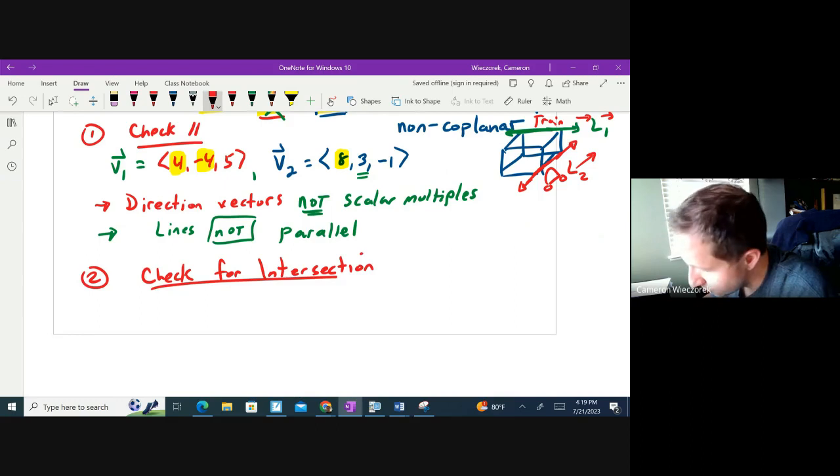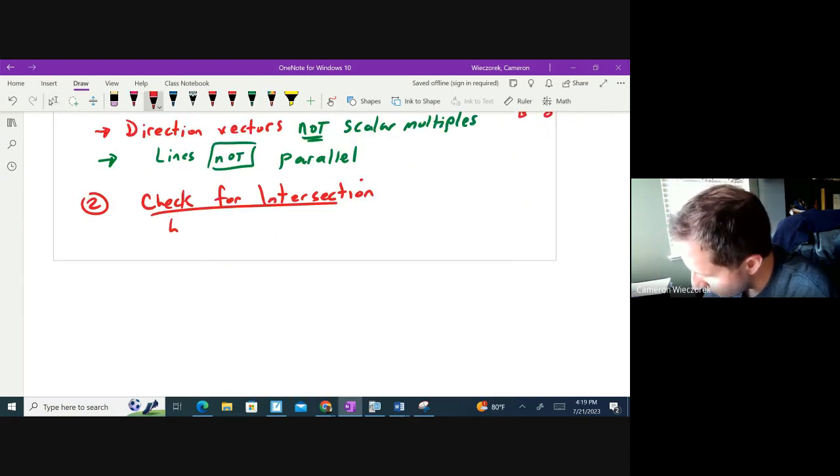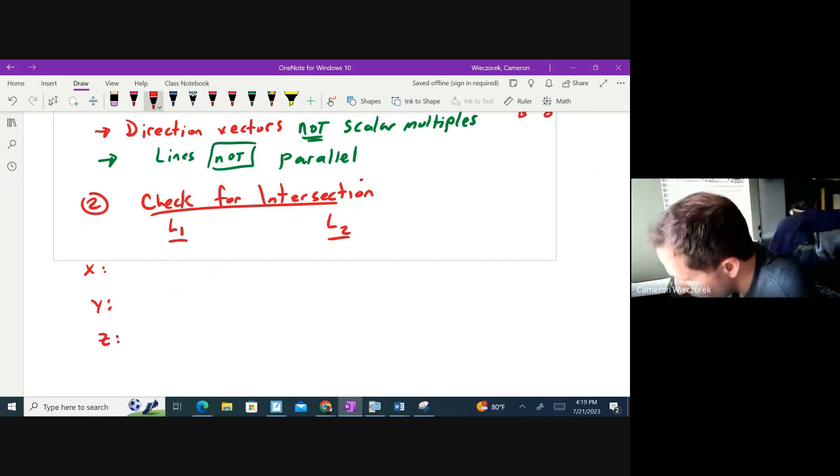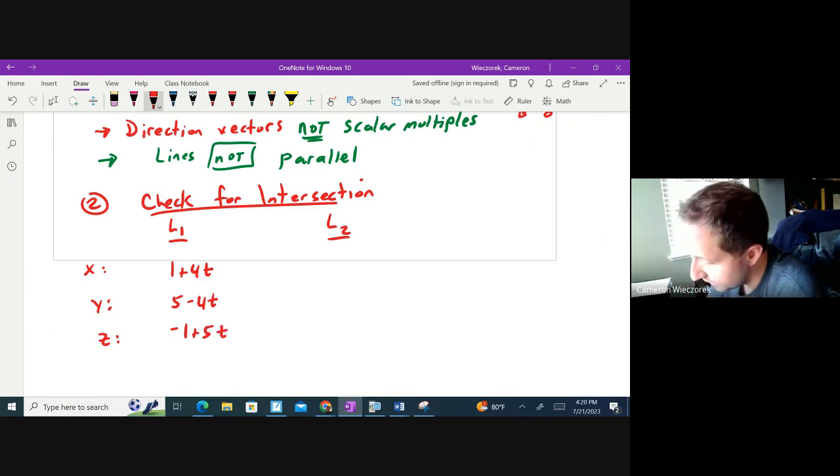And so I'm going to organize my work here a little bit. L1, that's how I like to do it, is just make little columns here. We've got our x coordinates, our y coordinates, and our z coordinates. We're hoping for a match where we can find an ordered pair where the x's match, the y's match, and the z's match. So line 1, it was 1 plus 4t, 5 minus 4t, and -1 plus 5t.